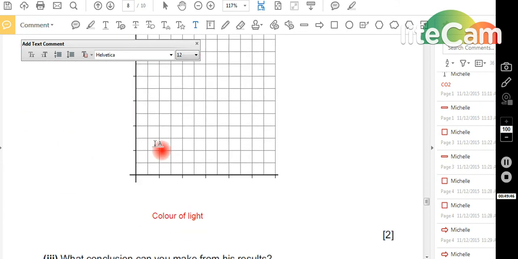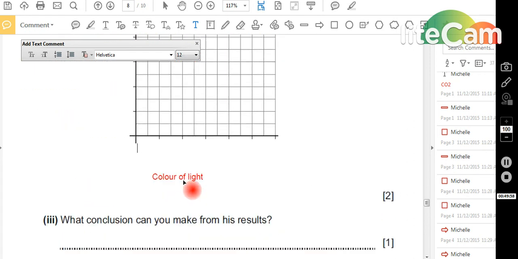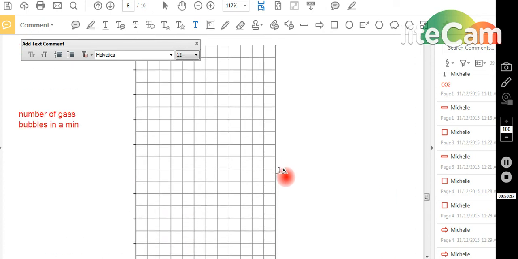If you know how to draw your bar graphs, then you need to know that the bars are not allowed to touch. So the first one, let me just see here, it's blue, red, and green. Okay, so the first one is blue. Then you need to leave the same amount of space open. Then you've got red, same amount of space open. Then you've got green. Okay.